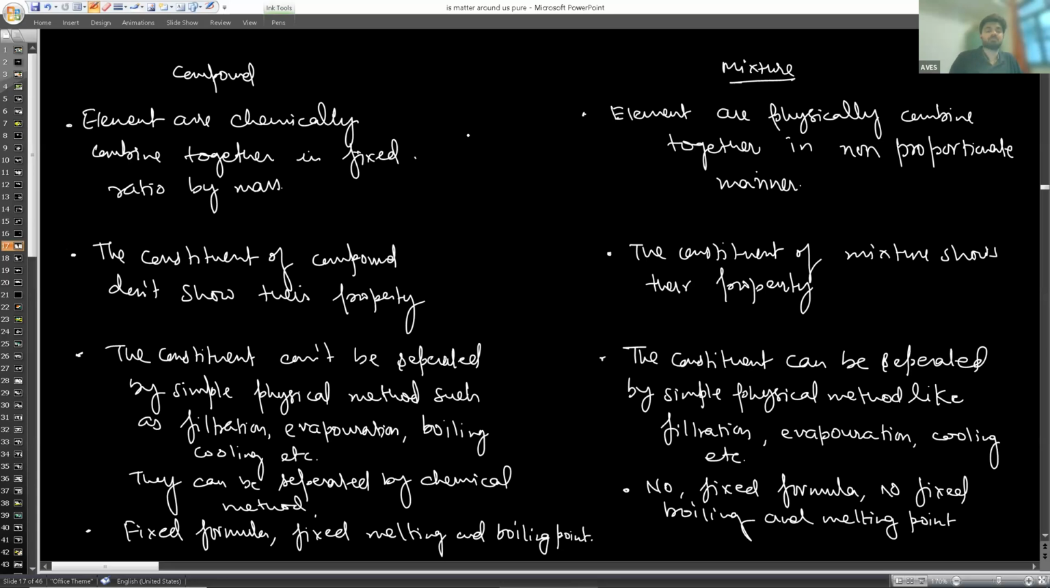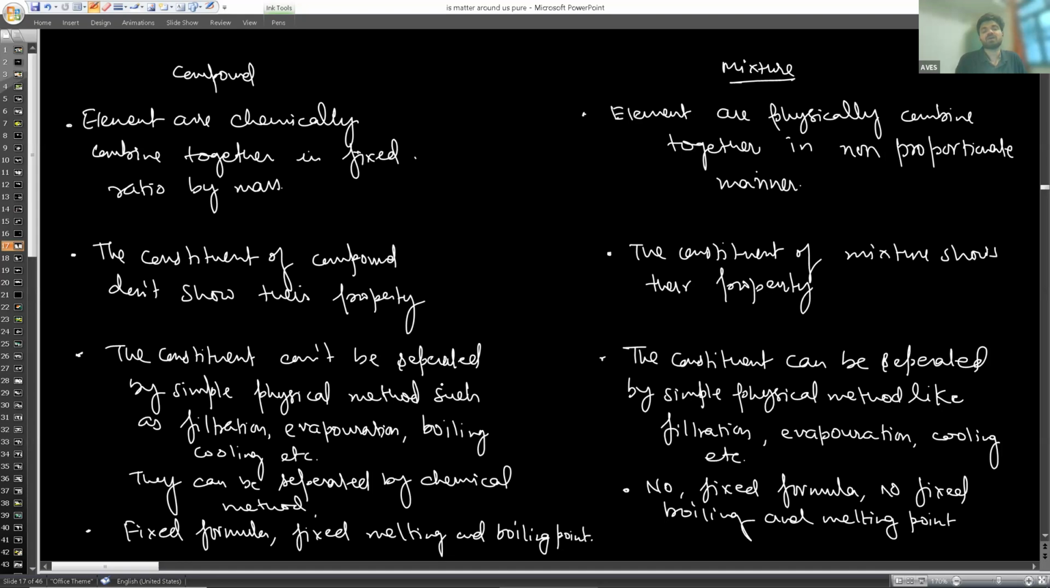You done? Yes, sir. So in compounds, elements are chemically combined together; in mixtures, elements are physically combined together in a non-proportionate manner where there is no fixed ratio. The constituents of a compound don't show their property. The constituents of a mixture show their property.